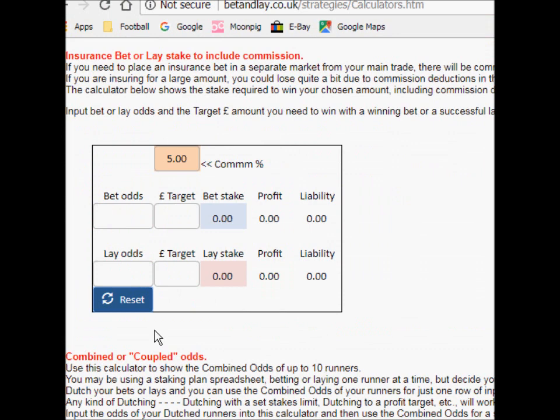To work out the size of the bet stake, there's an online calculator for working out your insurance bets. So put in your bet odds of 9.2, and we know we need to cover £52 worth of liability, so put that in the target, and it shows a bet stake of 6.67. So if you bet 6.67 at odds of 9.2, you should come out with approximately £52 after paying 5% commission. Okay, so that's how to work the bet stake out so that you break even.